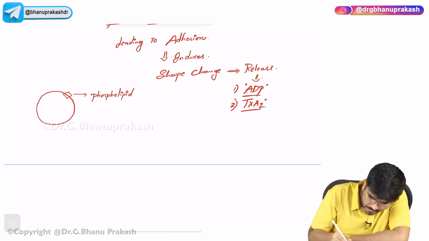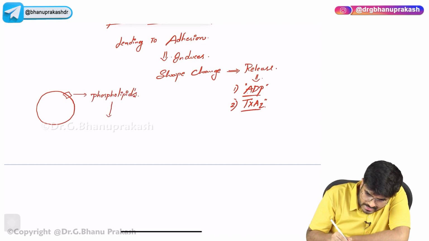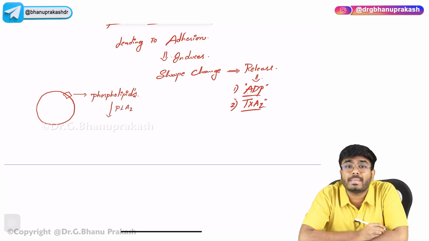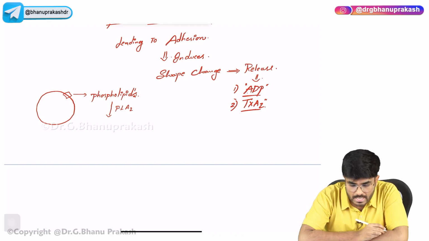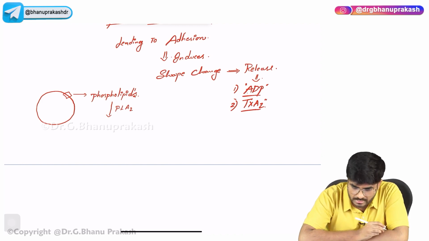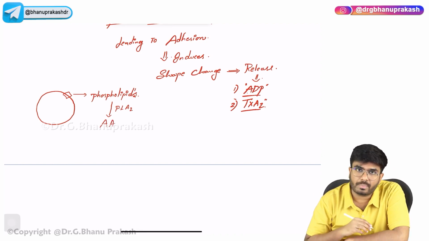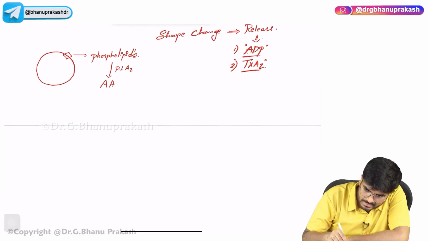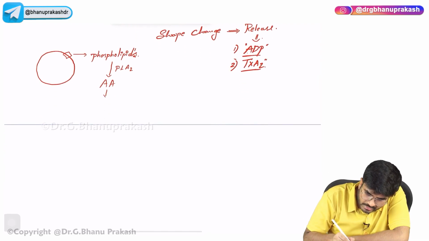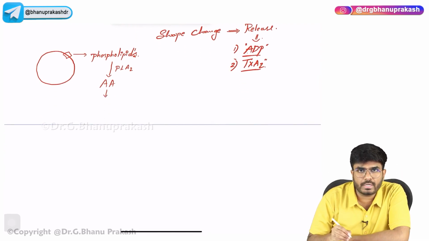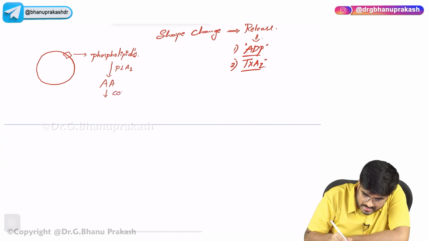Phospholipids, when they are acted upon by an enzyme called phospholipase A2, in the name itself, phospholipase is going to break down the phospholipids. Whenever the phospholipids are broken down, they will be converted into a substance called arachidonic acid. Now all this is happening within the platelet. Now this arachidonic acid is entering into the cyclooxygenase pathway. So now you are going to have prostaglandins.